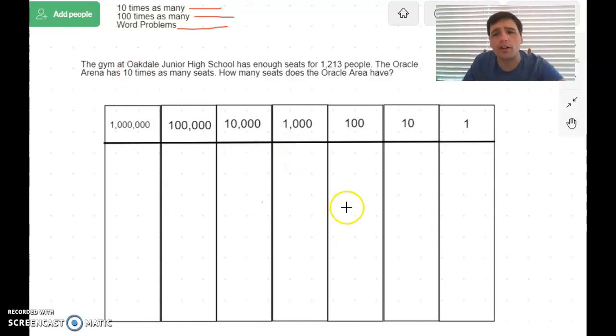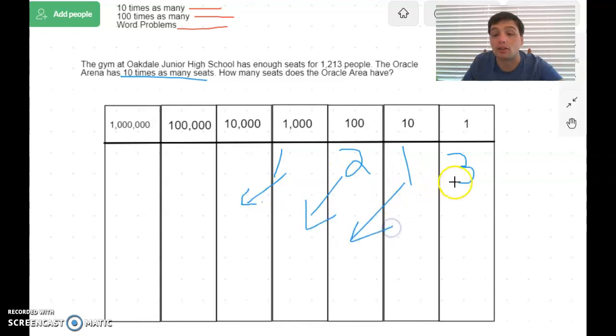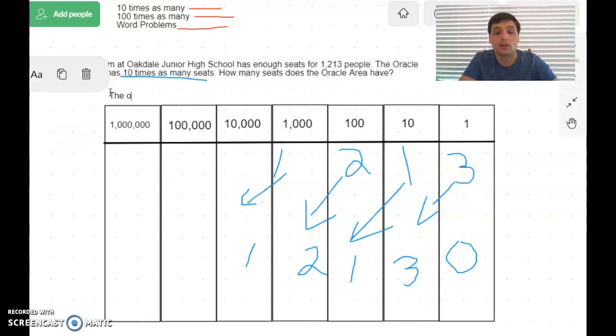And we're back. Hopefully you got this answer right. I have my starting number, 1,213. 10 times as many, meaning I want to multiply everything by 10. Everything gets 10 times bigger. 10,000, 2,000, 100, 3 tens, 0 ones. I write my sentence. The Oracle Arena, make sure you spell it correctly because it's in the problem, has 12,130 seats.